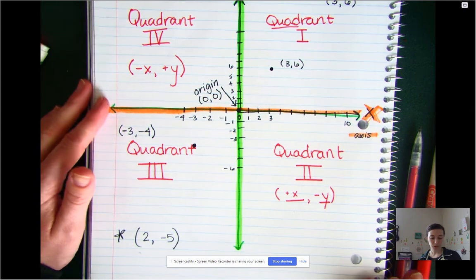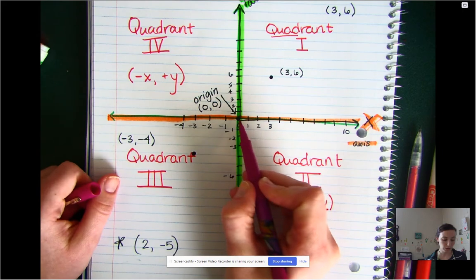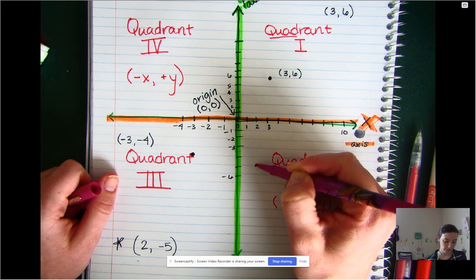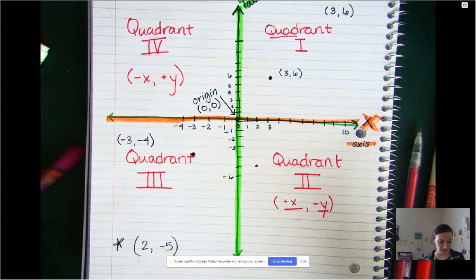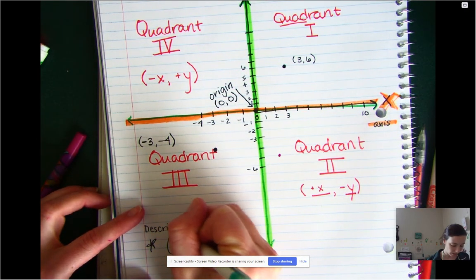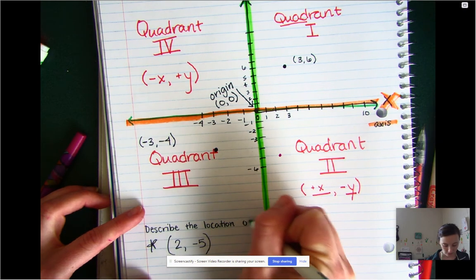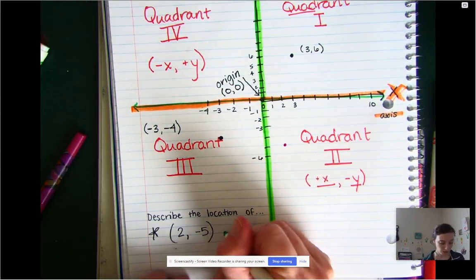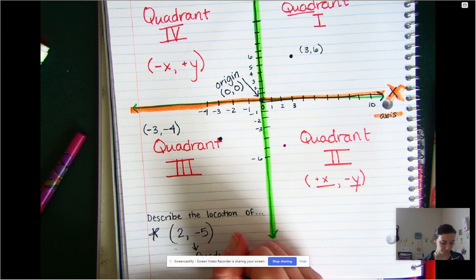Okay, the pause break should be over. 2, -5 would be over 2, down 5, so it would be right here. And we would say that's in quadrant 4. So if you see something that says describe the location of 2, -5, the location is quadrant 4. That would be the answer to that kind of a question.